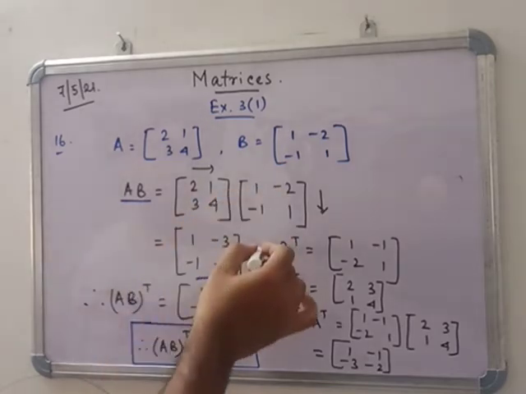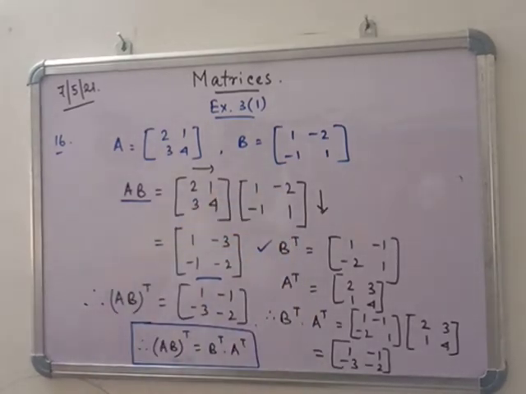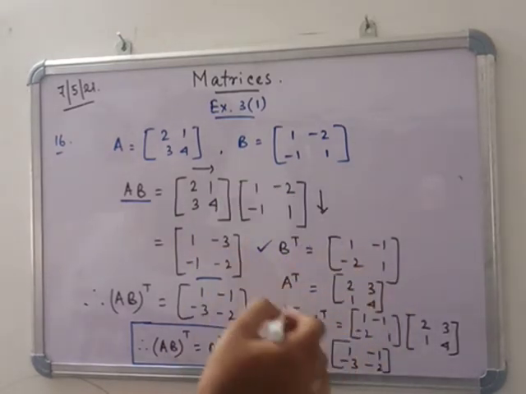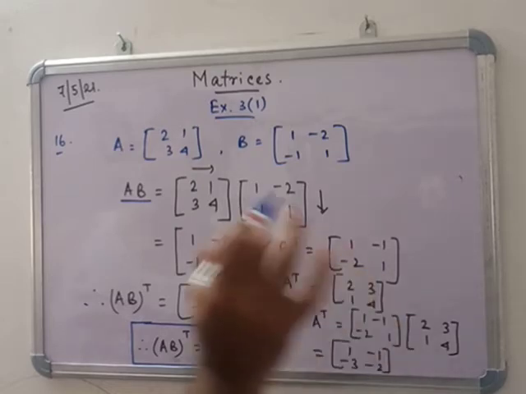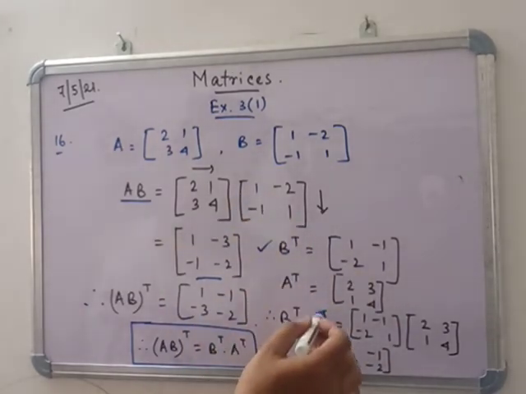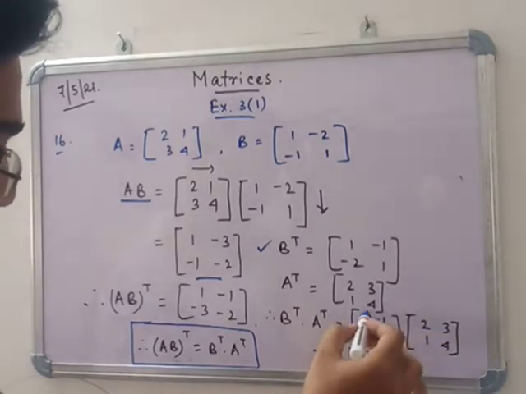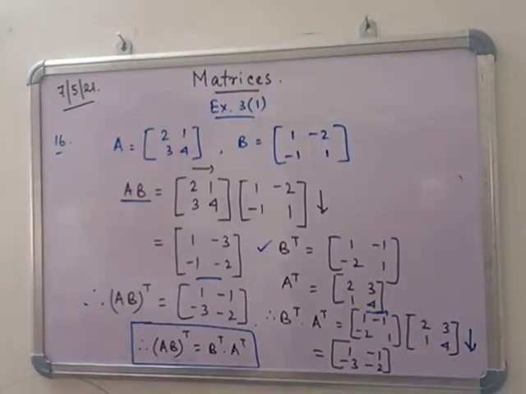Now, on the right hand side, B transpose into A transpose. B transpose means 1, minus 1, minus 2, 1, and A transpose means 2, 3, 1, 4. So B transpose into A transpose, by the multiplication rule, we get 1, minus 1, minus 3, 2, which is same as AB transpose. So we can say that AB transpose equals B transpose into A transpose. Okay, this is verified. Now next one.